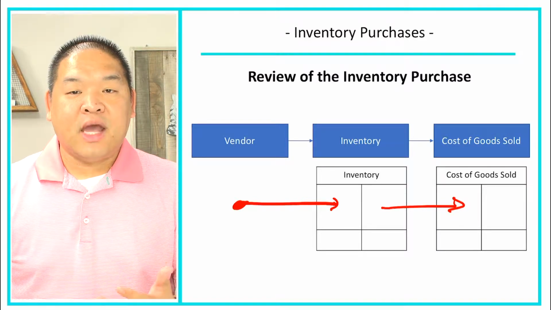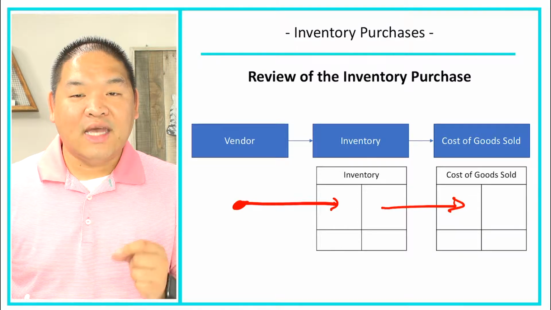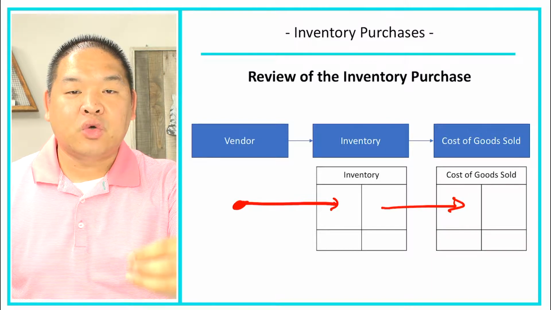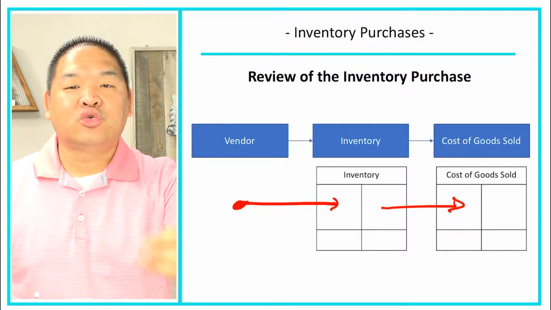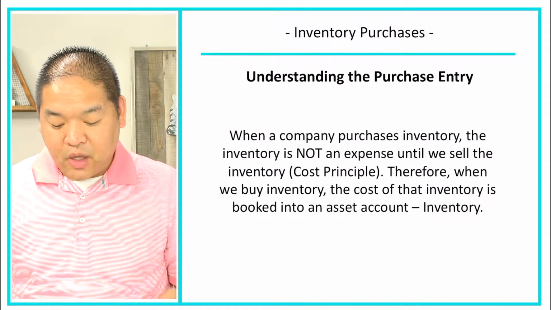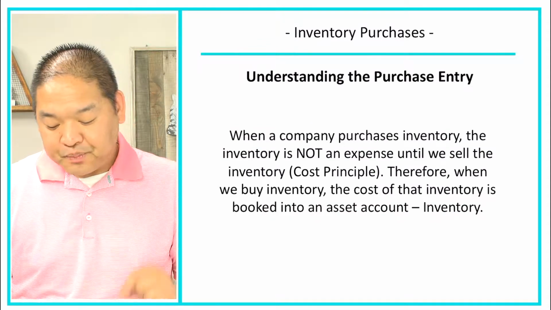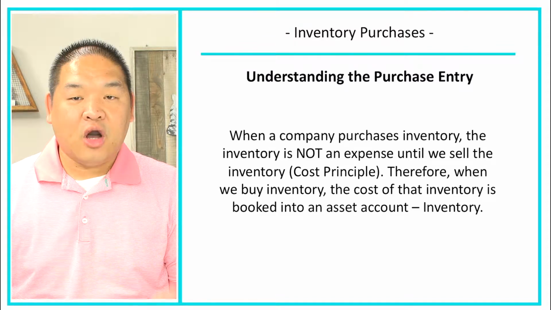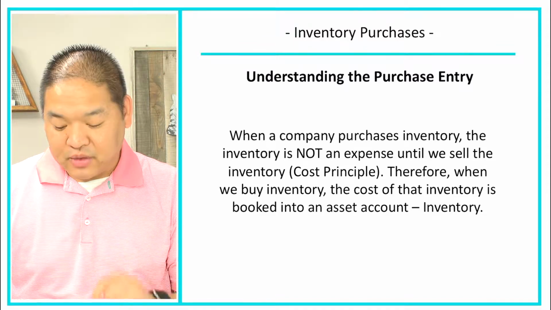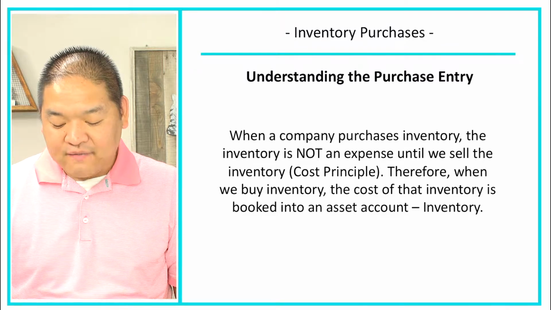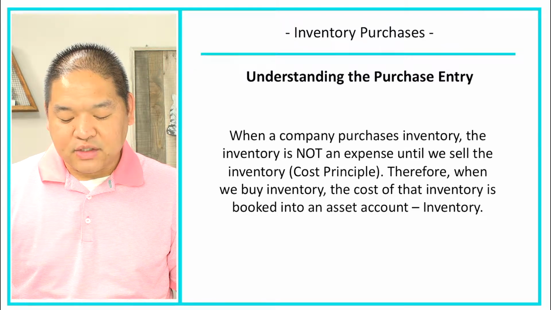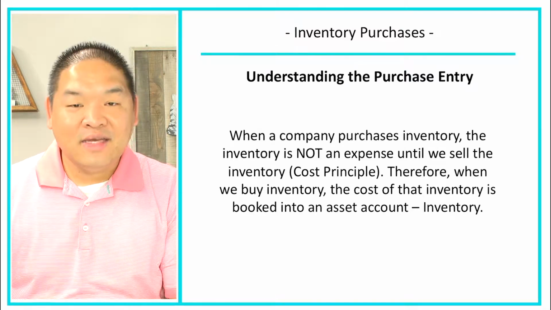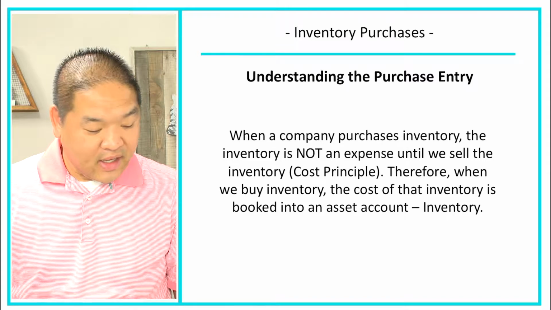Now, understanding how this all works, let's take a look at what the purchase entry would look like. You are the company purchasing inventory from a vendor. What does that entry look like on our books? When a company purchases inventory, the inventory is not an expense until we sell it, because of the cost principle and the matching principle. Therefore, when we buy inventory, the cost is booked into an asset account called inventory.